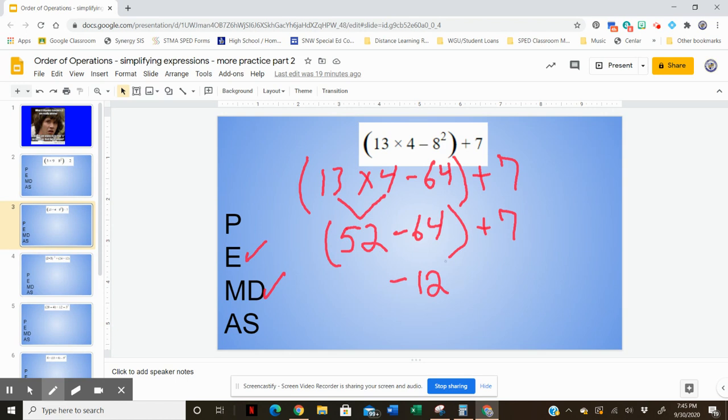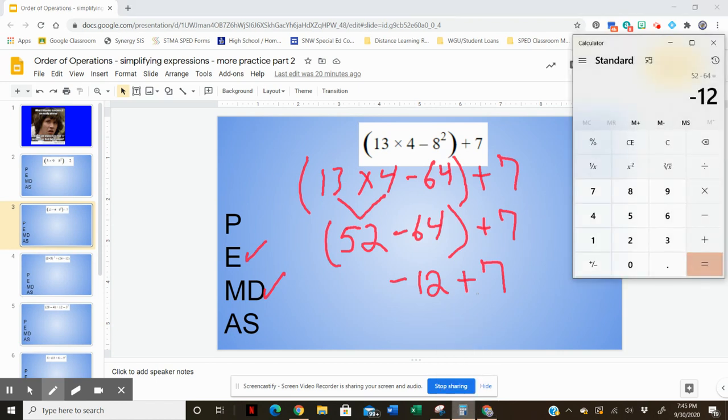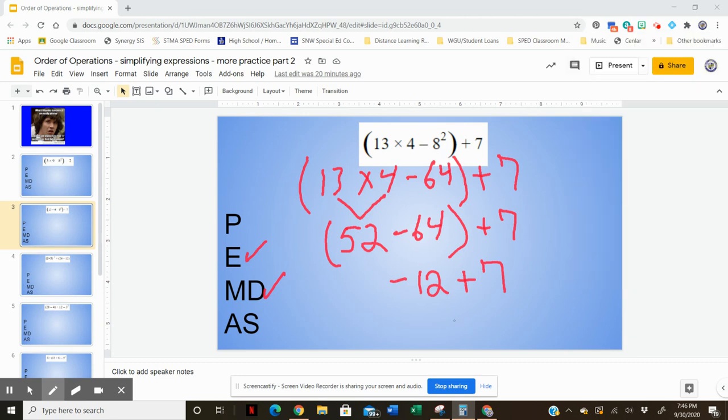Now, because I was able to solve that, I no longer need parentheses, plus 7. I'm still on addition and subtraction, because that's my last step here. I have a negative 12 plus 7, so let's figure that out. It's kind of a push-pull, a tug-of-war, we'll see who's going to win. So we're going to do 12, and I'm going to use that plus minus button, so it makes it a negative 12 plus 7. And my answer is a negative 5.